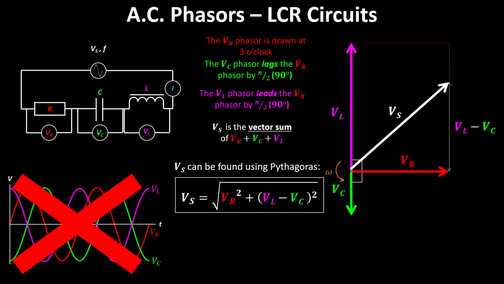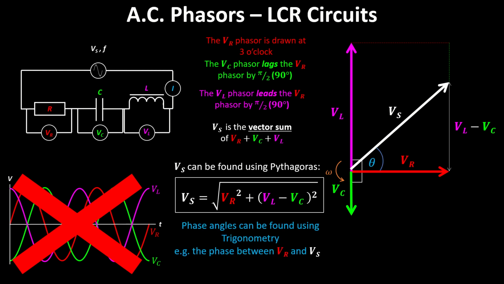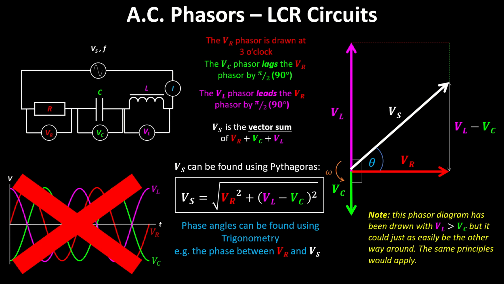In which case, you would actually be able to use exactly the same formula. If VC was bigger than VL, then VL minus VC would be a negative number, but you're squaring it. So you'd end up with exactly the same answer anyway. So it doesn't actually matter which way around you do it. And you can find phase angles using trigonometry. Just a note that the phasor diagram was done with VL being bigger than VC, but you could do it around the other way, and the same principles would apply.